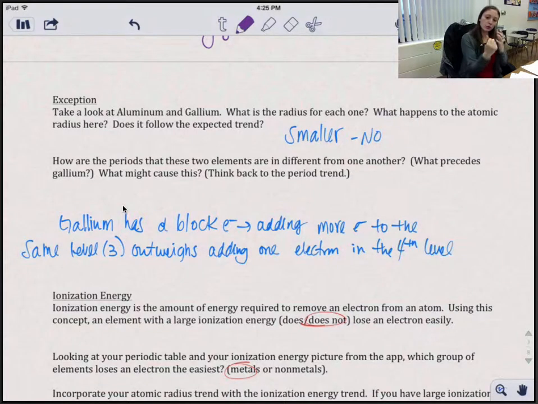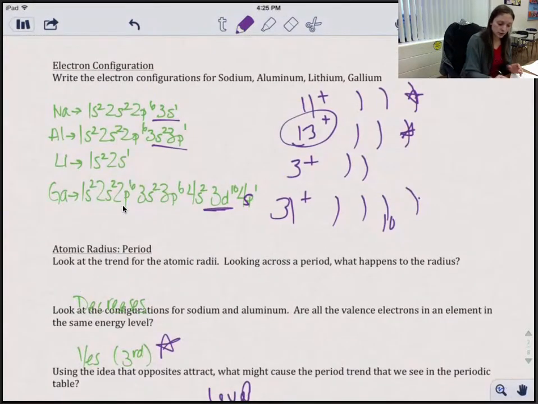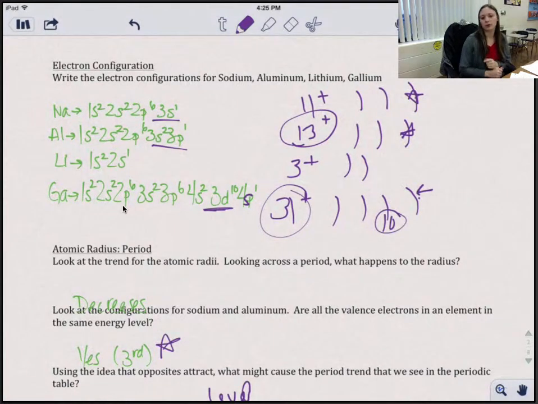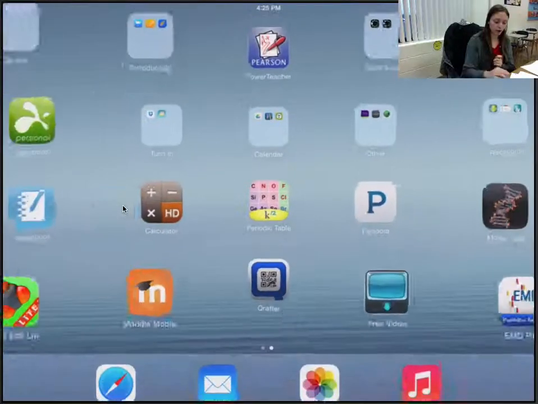You're adding so many more protons in there that gallium now has a stronger pull than aluminum. 31 positives compared to 13. So I've got 31 positives here that are really going to pull on these electrons, making it just a little bit smaller than aluminum. Not a whole lot, obviously, 2 picometers, which is really, really small, but it is going to make it a little bit smaller. So that's one of our big exceptions that happens over and over again when we talk about things with the D block.